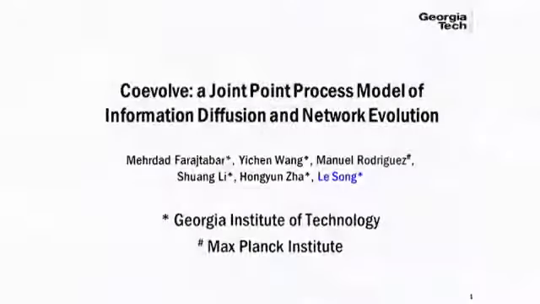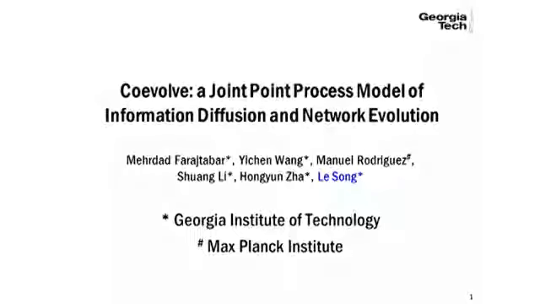The first author, a student of mine, cannot make it due to visa issues, and the last author is going to give the talk. This is joint work with a bunch of other students from Georgia Tech and also my collaborator Manu from the Max Planck Institute. Essentially this work is about information diffusion and network coevolution.